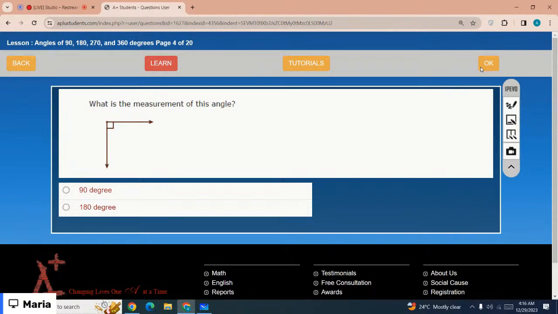What is the measurement of this angle? Which is the correct option? What is the measurement of the angle? Yes, that is simply 90 degrees. The correct option is 90 degrees.